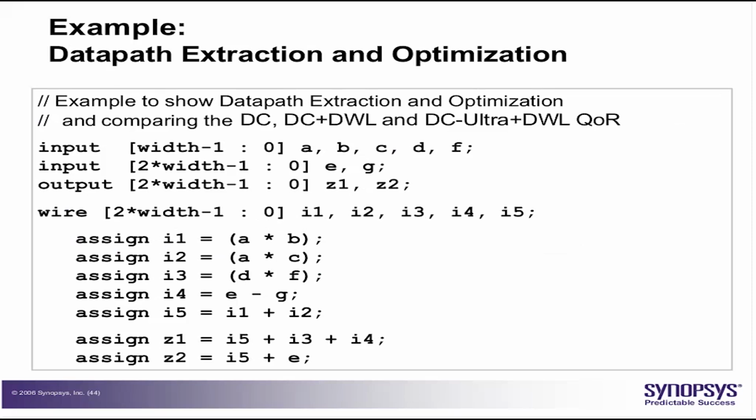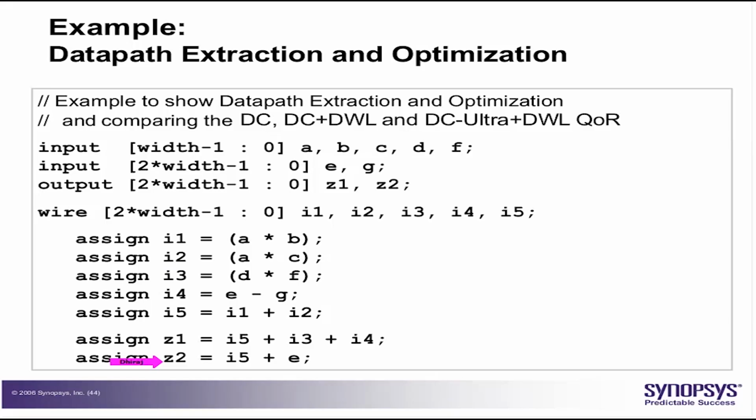This module contains inputs. There is no module definition here. So these are the inputs and this is the output. There are 7 operations taking place. I1 is equal to A into B. I2 is equal to A into C. I3 is equal to D into F. I4 is E minus G. I5 is I1 plus I2. Z1 is I3 plus I5 plus I4. Z2 is I5 plus C. So these are the 7 operations that are taking place in your RTL.